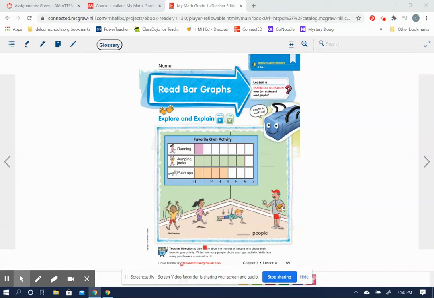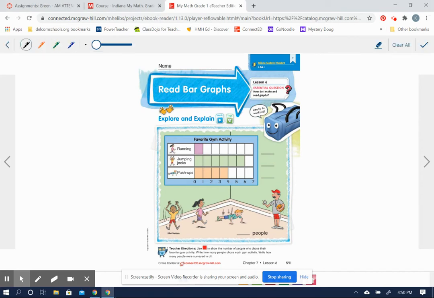Hello, boys and girls. Well, yesterday we learned how to make a bar graph, and today we're going to learn how to read a bar graph. It's very similar to reading a picture graph, but instead of having pictures, we now have a graph that shows bars. There are a few small differences, and I'll point those out as we go.